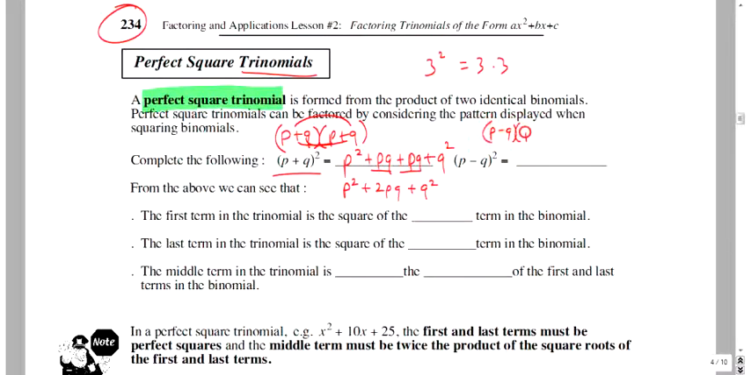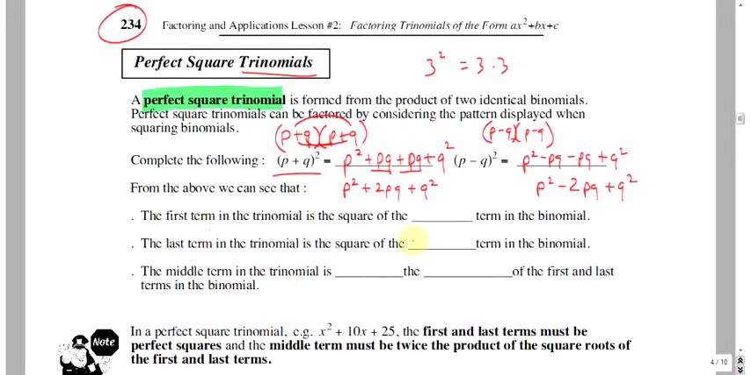How about p minus q? p squared minus pq minus pq plus q squared. Collect the terms. How many pq's do I have? Minus 1 and minus 1 is minus 2 pq's. They look really similar. The only difference is the sign on the pq term. All right?